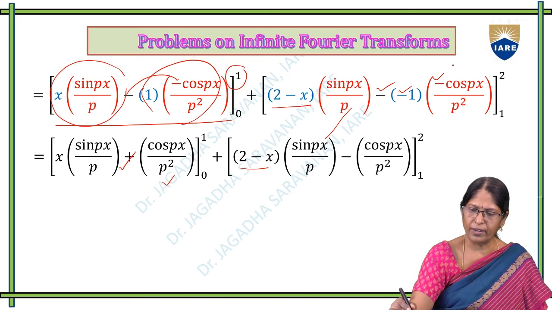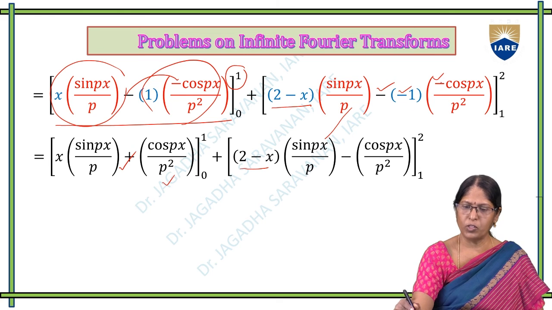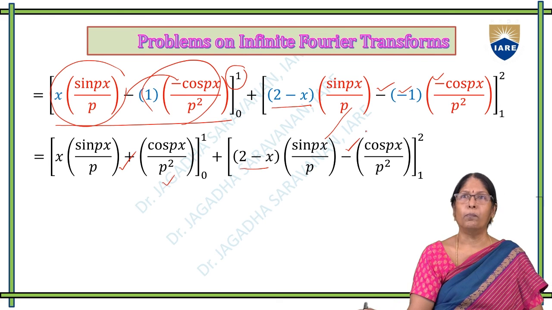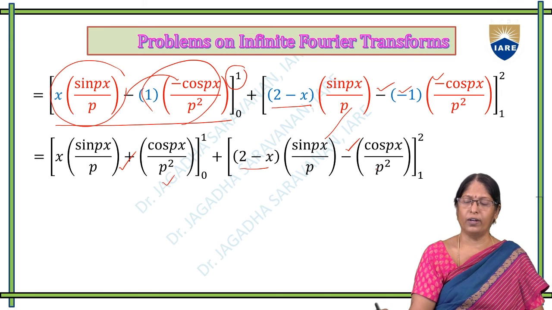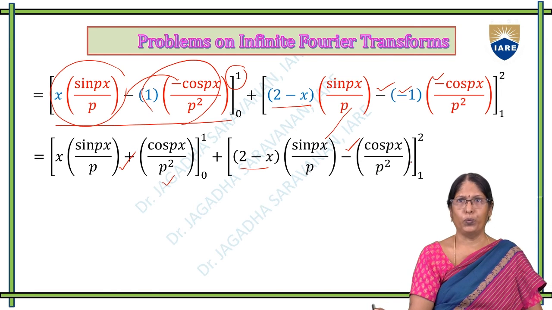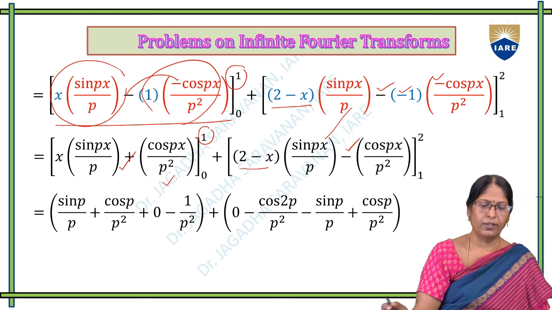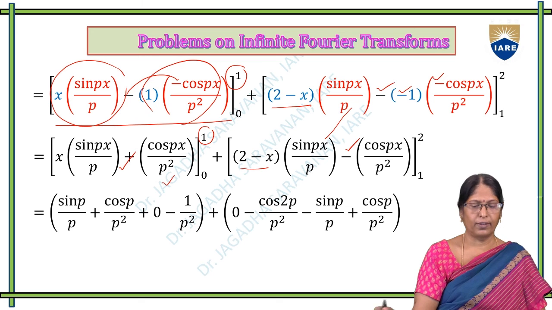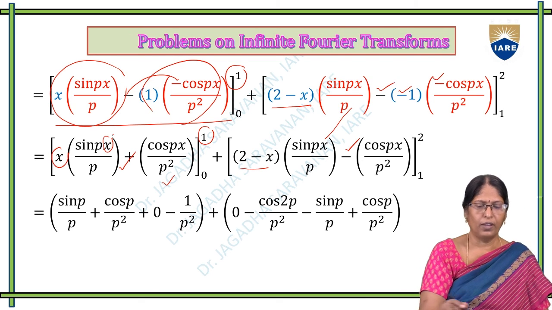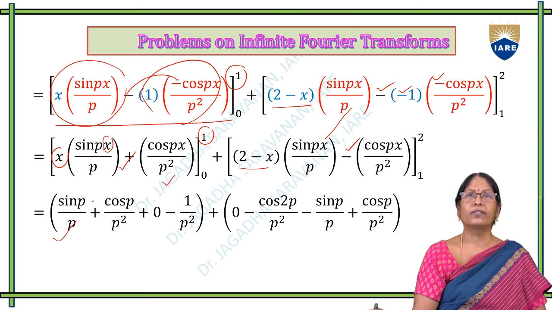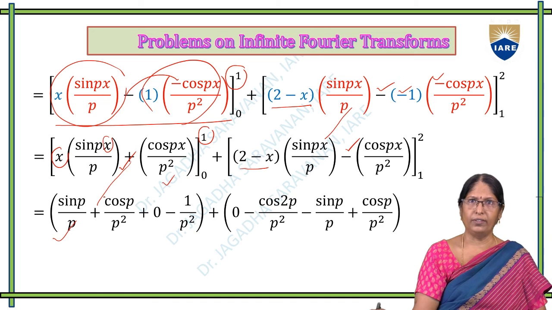Here the single sign, 3 negative signs are there. So minus, minus, minus, it has become minus cos px by p square from 1 to 2. So now we will apply the upper limit in the place of x. So here 1, 2 places. We substituted, we got sin p by p, the same plus as it is.